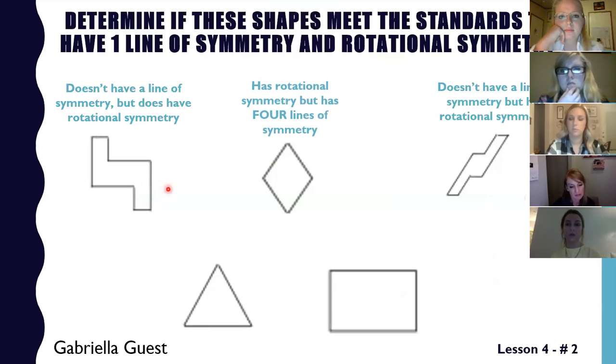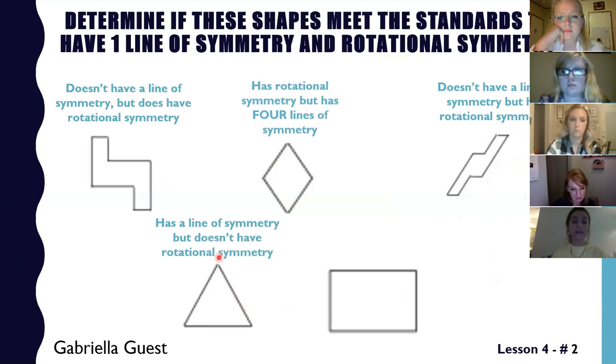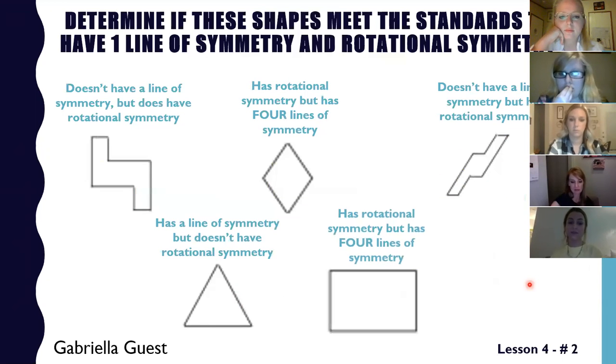And then the next one, this one doesn't have a line of symmetry, but it does have rotational symmetry. Then the triangle, this has a line of symmetry, but it does not have rotational symmetry. And then next, the last figure, this has rotational symmetry, but has 4 lines of symmetry. So none of these have met the standards of 1 line of symmetry and rotational symmetry. But I do know what shape could in fact meet the standards, and that would be an isosceles triangle, because it has 1 line of symmetry and also rotational symmetry.